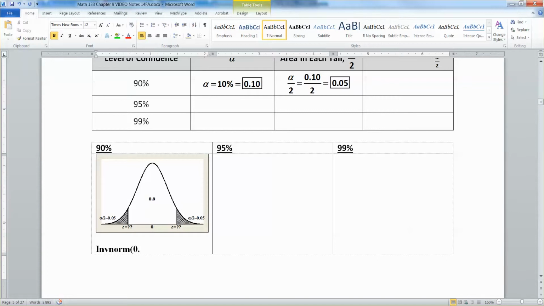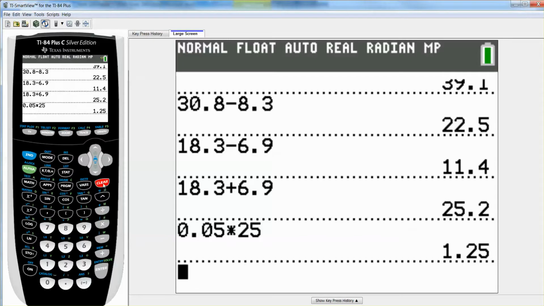0. Now you have a choice here. 0.95 will get you the one on the right, 0.05 will get you the one on the left. It doesn't really matter that much which one you pick, because they're the same number. It's just one's negative and one's positive. Let me prove it to you.